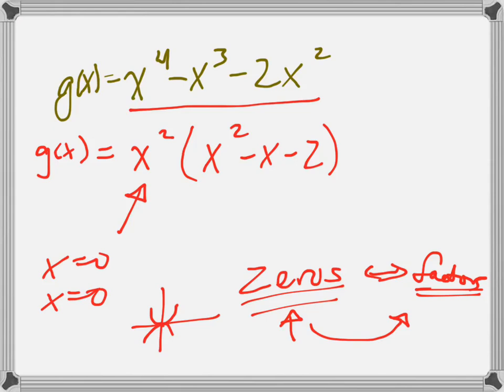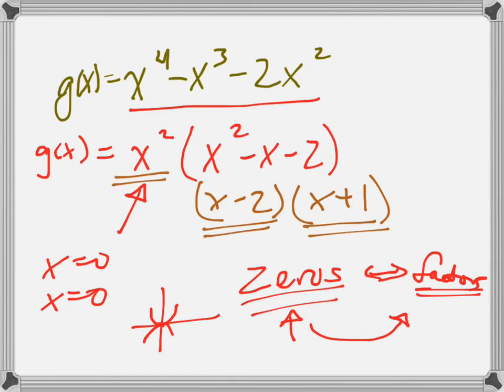So now I'm not done factoring though, because this one also factors. Let's see if that factors. It's going to be x minus 2 and x plus 1, right? So there are my zeros. There's a 0, there's a 0, and there's 2 of my zeros. And remember, I had to have a total of 4 zeros if I count multiplicity. So what are my zeros?